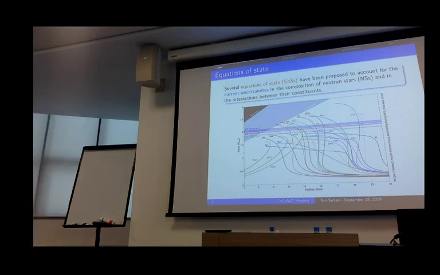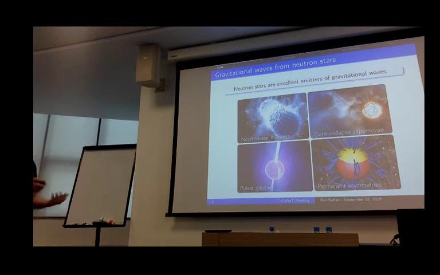With the recent opening of the gravitational window, the constraints we will have on this relation will become rapidly more and more stringent. Since these neutron stars are very compact, they are excellent emitters of gravitational waves, and this is very good because electromagnetic and gravitational waves have different properties, so they carry complementary information on their sources.